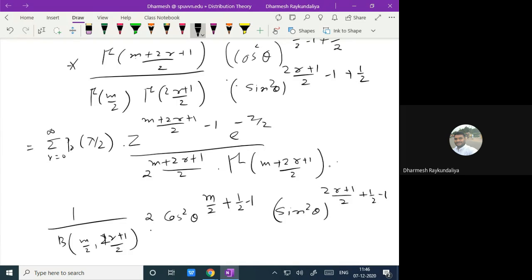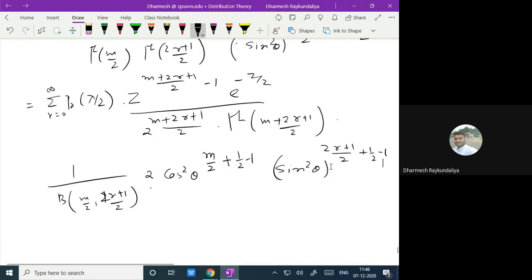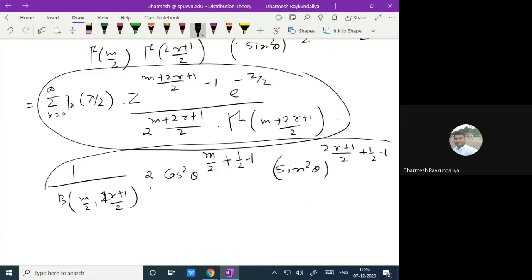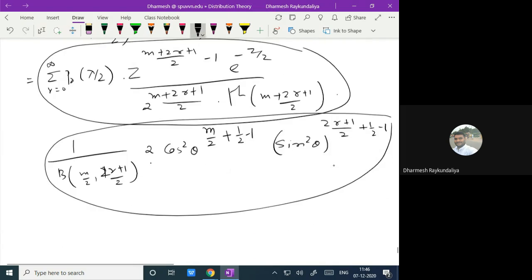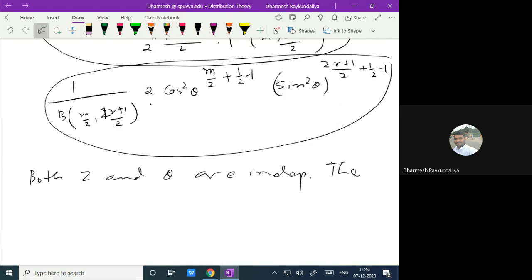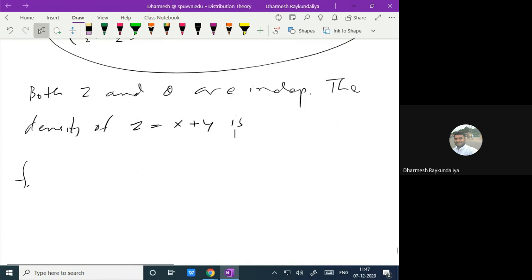Okay, so you can see that both z and theta, this is the density of z and this is the density of theta, both are independent. So both z and theta are independent. Therefore, the density of z, which is equal to x plus y, what is that? It is f of z.